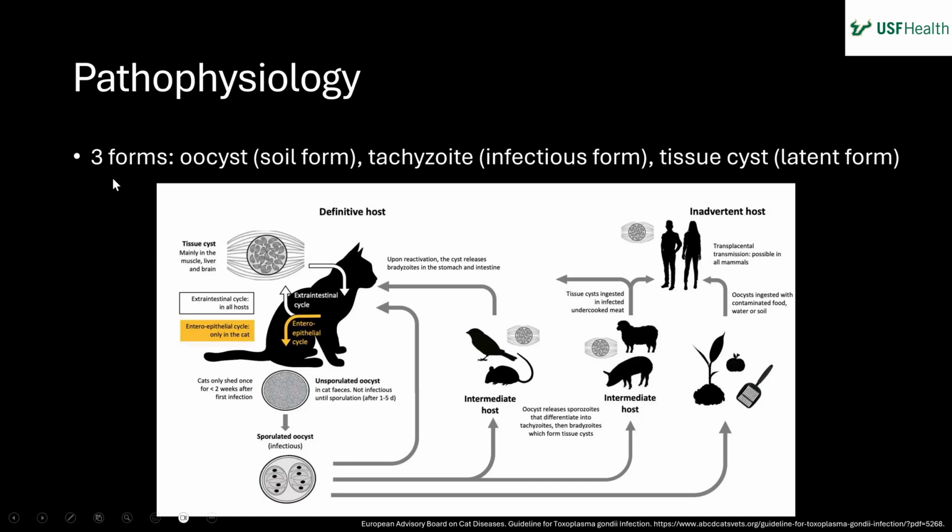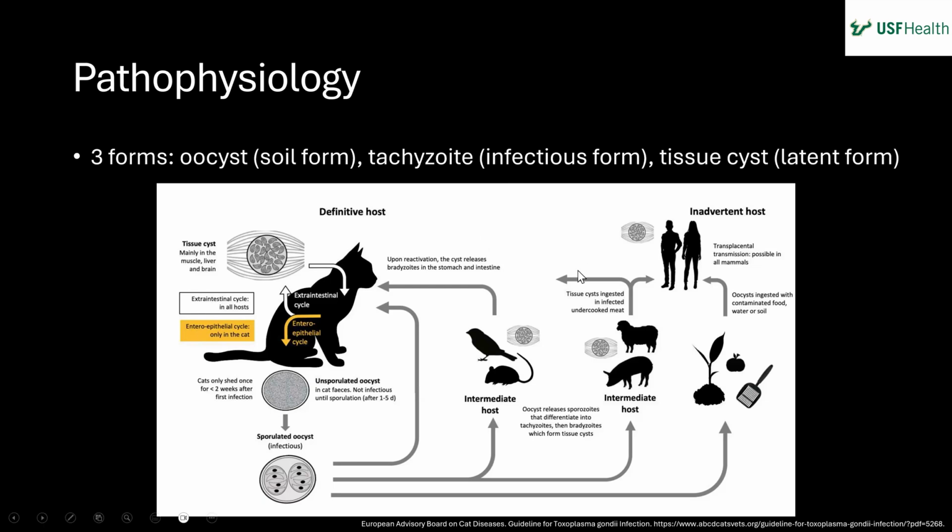So it exists in three forms. All three forms are potentially infectious. The oocyst is like the egg or the spore that replicates within the GI system of cats, and it's shed through their feces, contaminating soil and water. Then when the intermediate host consumes that, it activates into the adult tachyzoite infectious form that can enter the bloodstream and spread to tissues like your eyes.